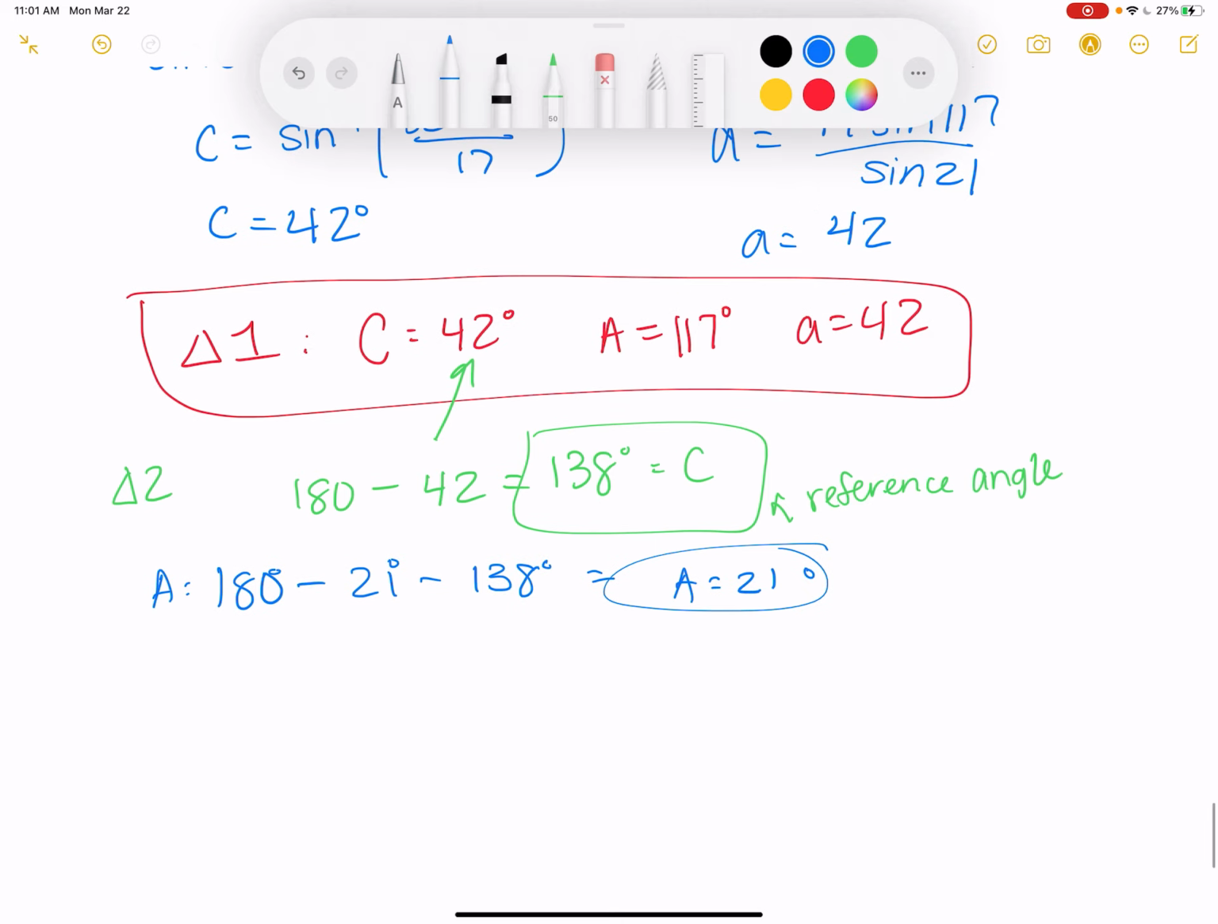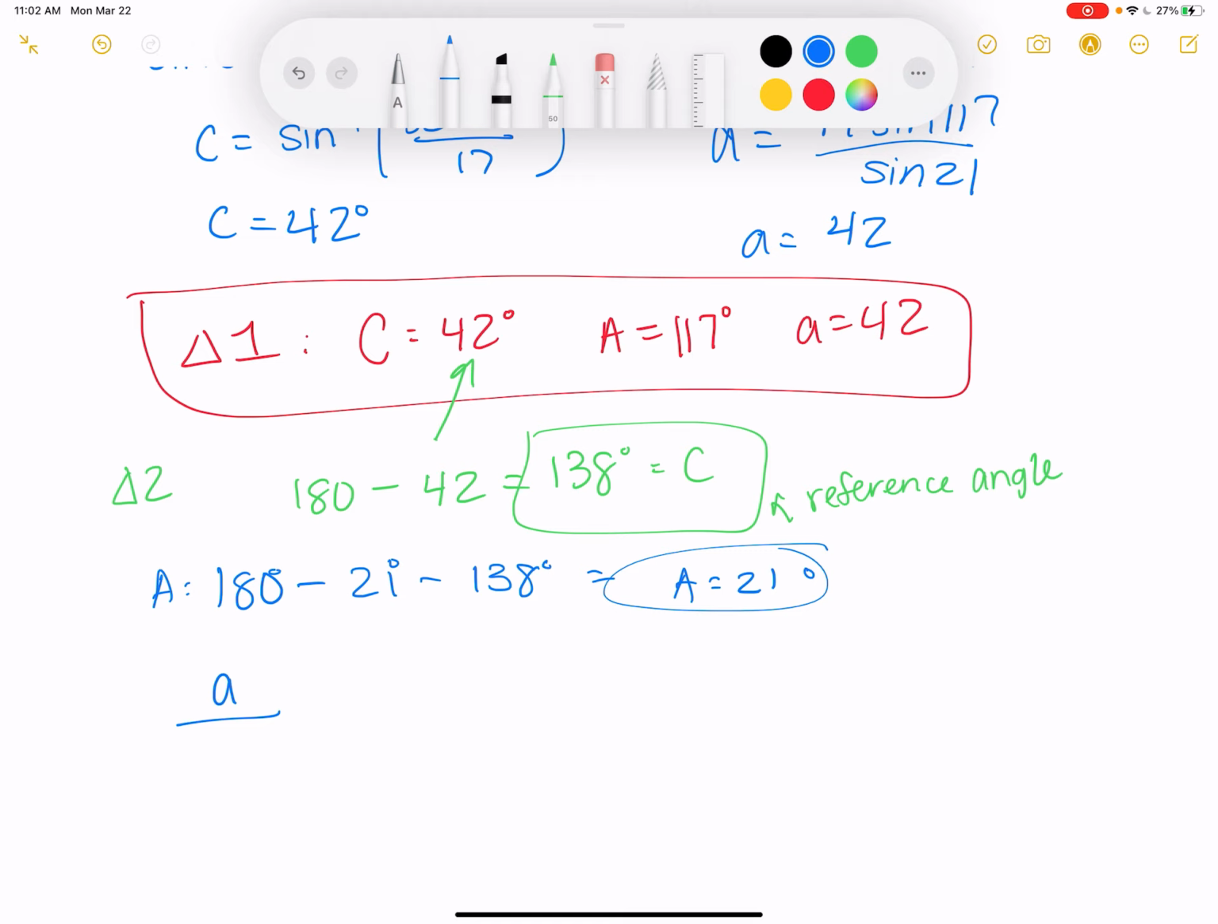Okay, so now I still know both B values. I know the angle and I know the side. I now know the angle C and the side C. I need side A, which is the last thing that I need.